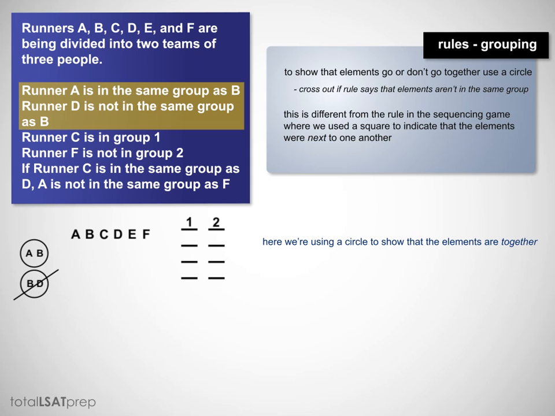So we have A and B inside a circle, and D and B inside a circle with a line through it to indicate that it's been crossed out, that they do not go together, that they're not in the same group.